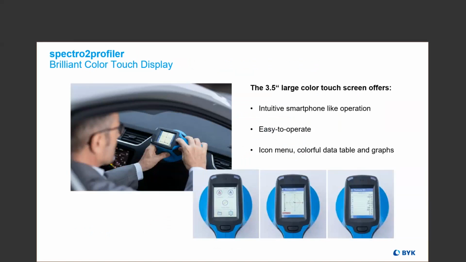So that's it for the technical portion of our presentation. Now I'd like to just discuss a few of the new features in this instrument. It does come with a large color touchscreen, a 3.5-inch screen, and it's designed to be operated sort of like a smartphone. So it has this icon-based menu, very easy to use, very intuitive. It also has a full color screen, so you can get colorful data tables and graphical functions right on the instrument screen as well.